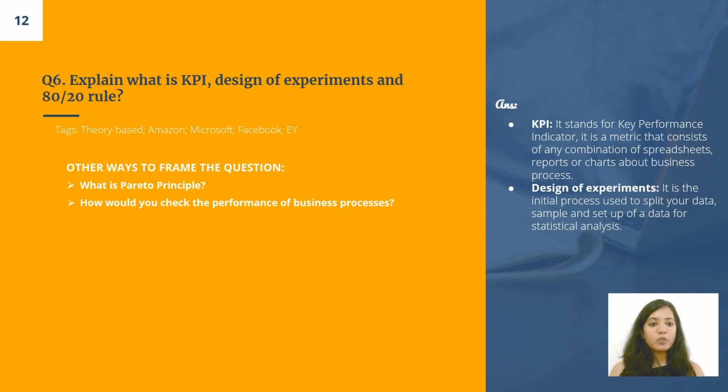Design of experiments. So design of experiments is nothing but the initial process that you use to split your data and your sample and set up the data for a more statistical process. So basically for the team to run all the analysis and everything. It is basically how you would design the data for smaller experiments to take place. Last is the 80-20 rule, also known as the Pareto Principle. So this is something that as a data analyst or a data scientist, you would actually be using quite often.